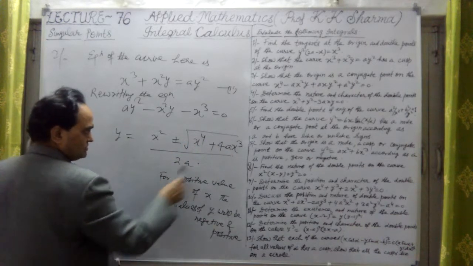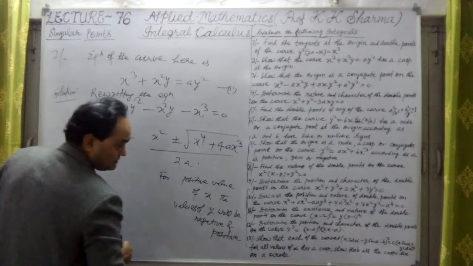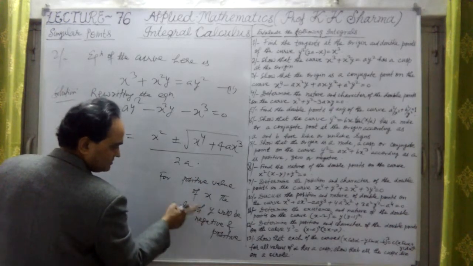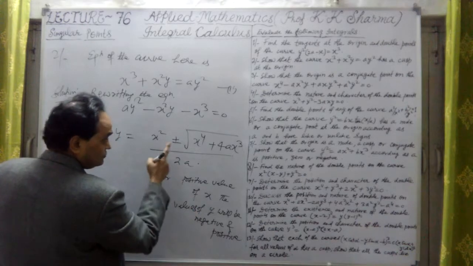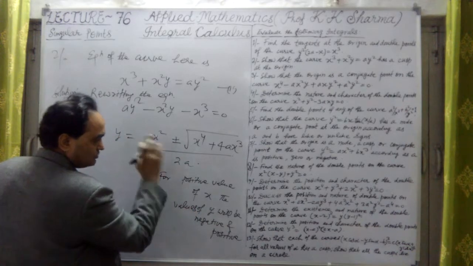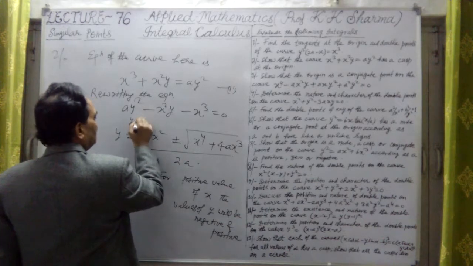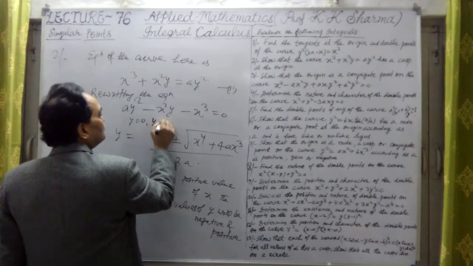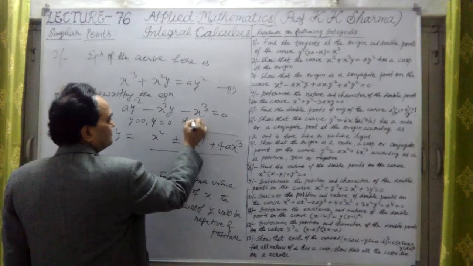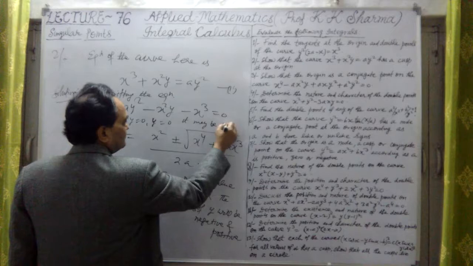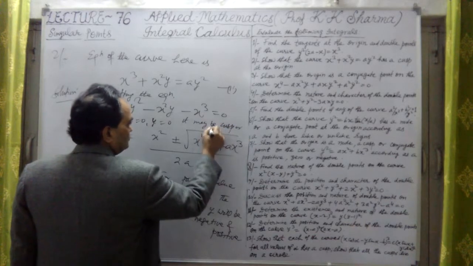Okay, so in that situation, this value will be imaginary. But in this case, it is representing a cusp. Because at (0, 0), where y equals 0, it may be a cusp or a conjugate point. So it may be a cusp or a conjugate point.